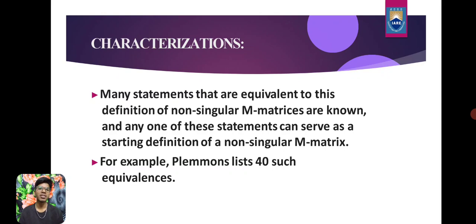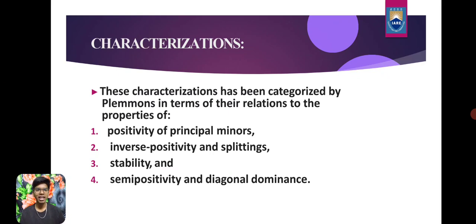Many statements that are equivalent to this definition of non-singular M matrices are known, and any one of these statements can serve as a starting definition of a non-singular M matrix. For example, Plemmons lists 40 such equivalences. These characterizations have been categorized by Plemmons in terms of their relations to the properties of: first, positivity of principal minors; second, inverse positivity and splittings; third, stability; and fourth, semi-positivity and diagonal dominance.